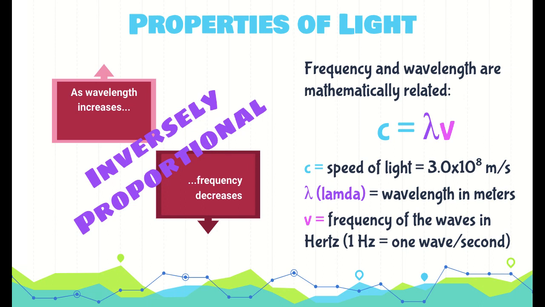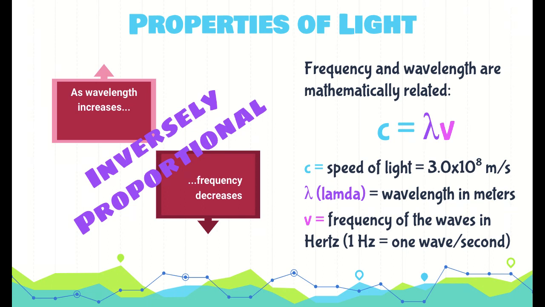Lambda is a Greek letter and it represents wavelength in meters. When you write that, it kind of looks like an upside down Y. If you are trying to type it, you can insert a symbol, but if you just want to write it out, you can write it as an upside down Y. Then that will be lambda times v, which is the frequency of the waves in hertz.